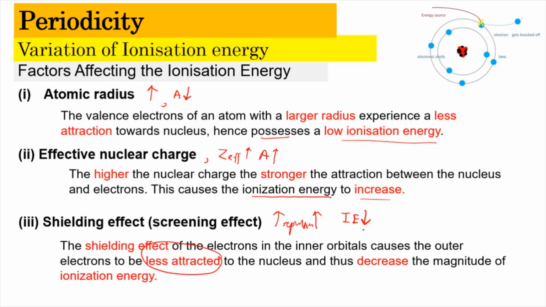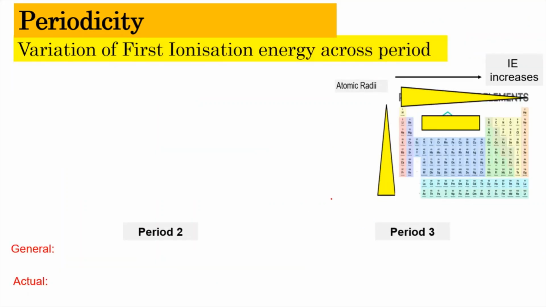Okay, now we're going to look into the variation of the first ionization energy across a period. The first ionization energy means we only look at the first electron removed.